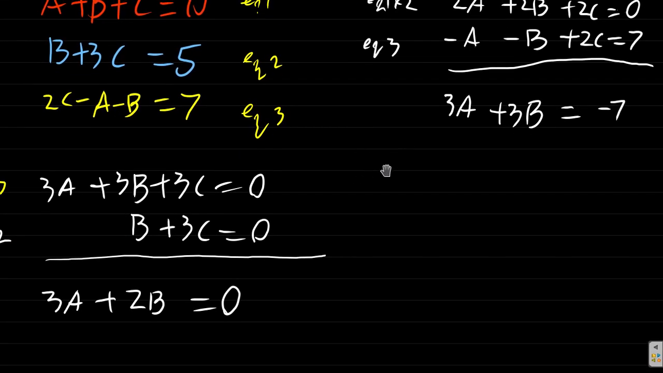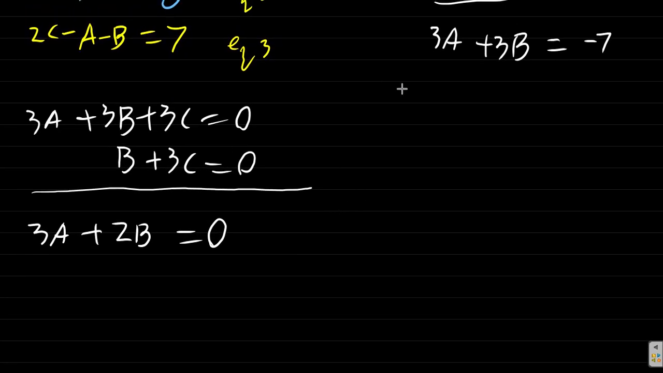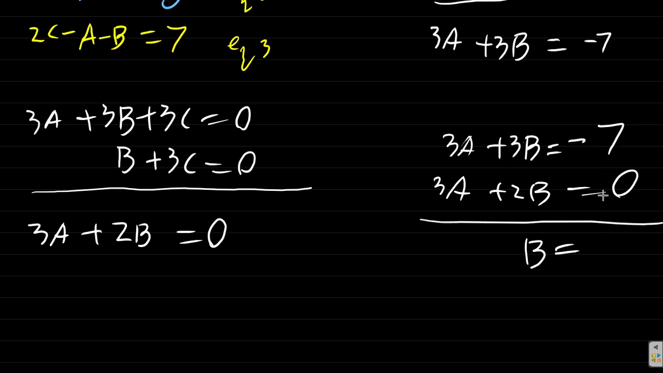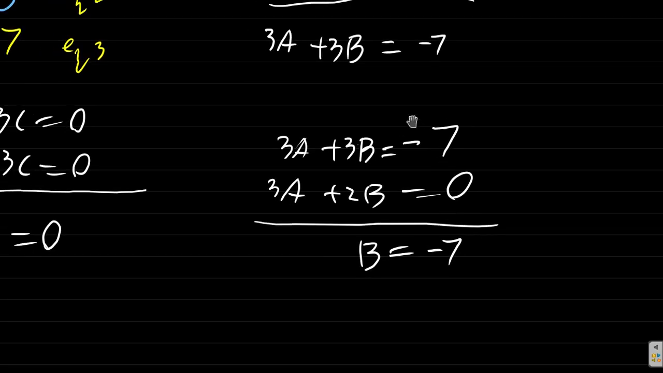So what we have here are two equations in two unknowns. So we could solve for a and b. Let's put them together. 3a plus 3b equals negative 7. 3a plus 2b equals 0. If we subtract these, 3a minus 3a, that's gone. 3b minus 2b is b, equal to negative 7 minus 0, which is negative 7. So we see that b is negative 7.